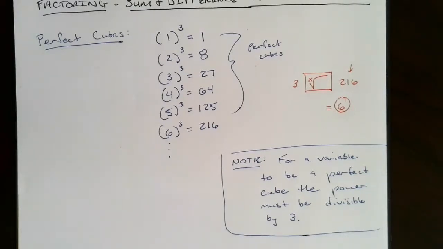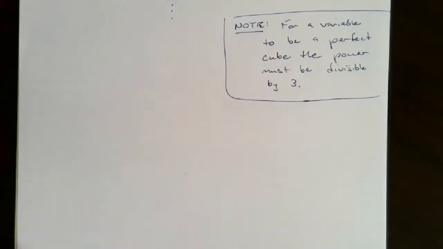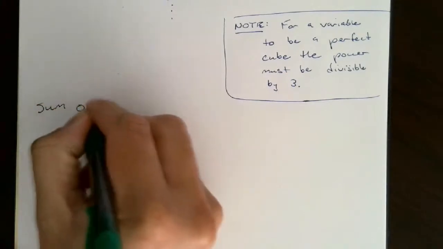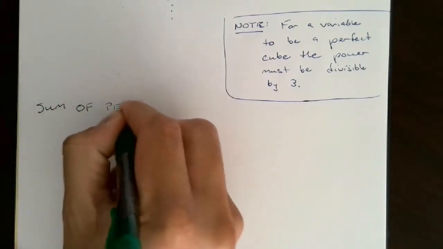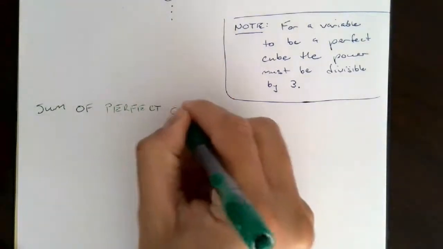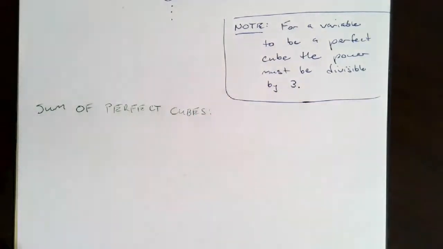Let's talk about now our special factoring formulas that come from here. So when we factor, we're going to talk about factoring the sum or difference of perfect cubes. And I'll write these separately just so you can see them. But if I said the sum of perfect cubes.